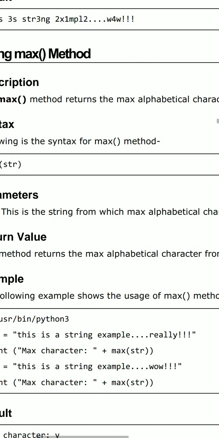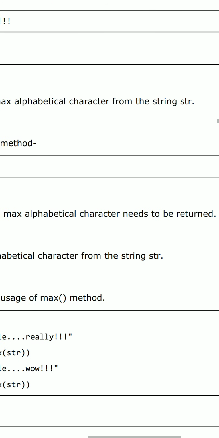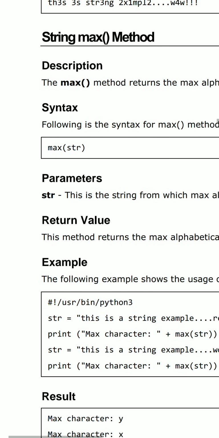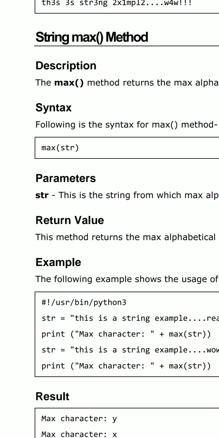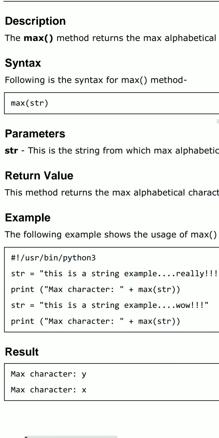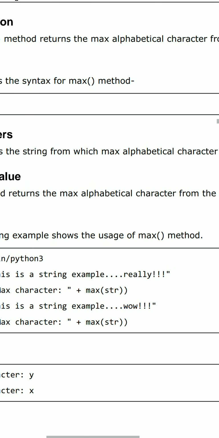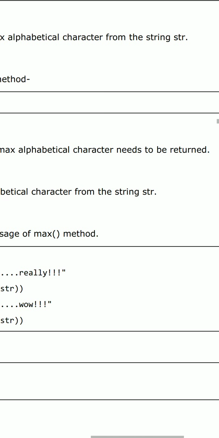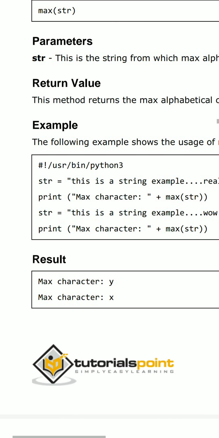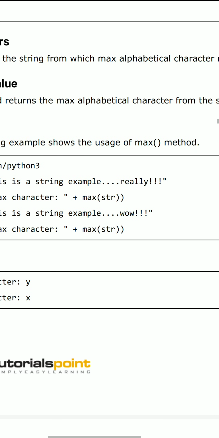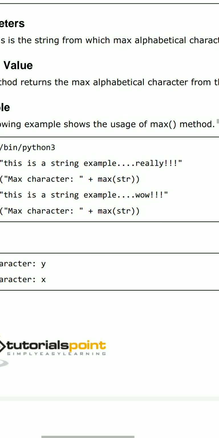So this method returns the maximum alphabetical character from the string str, and the syntax is max(str). Here str means the string from which the maximum alphabetical character needs to be returned. And the return value is the maximum alphabetical character from the string str.